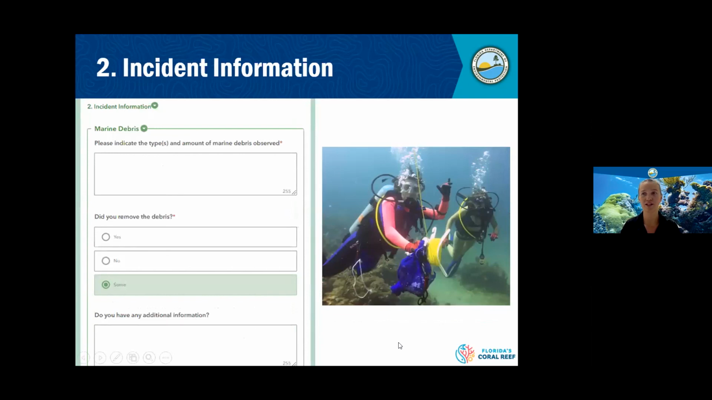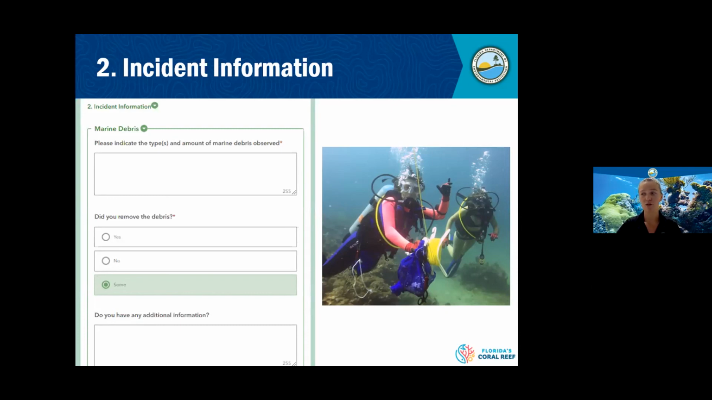So the next section is all about the actual incident, and this is where you'll choose what type of incident you saw, whether it was marine debris or an invasive species or coral bleaching. So the example that we'll go through here is for marine debris. So it's going to ask you what type of marine debris you saw and roughly how much of it there was. And then it will also ask you if you were able to remove the debris, so we know if we have to make sure that someone goes out and removes it or if it's already gone.